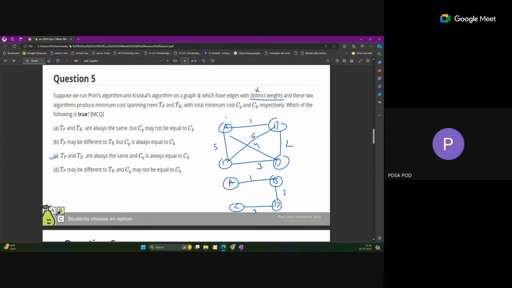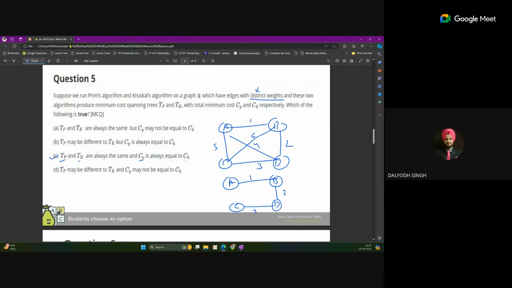So the tree of Prim's and the tree of Kruskal's will be the same, and the cost is also the same for Prim's and Kruskal's, because our weights are distinct. If our weights are not distinct, then Prim's and Kruskal's will return the same minimum cost, but maybe a different tree.